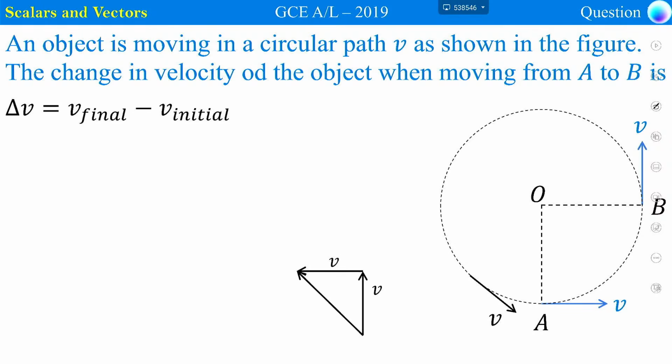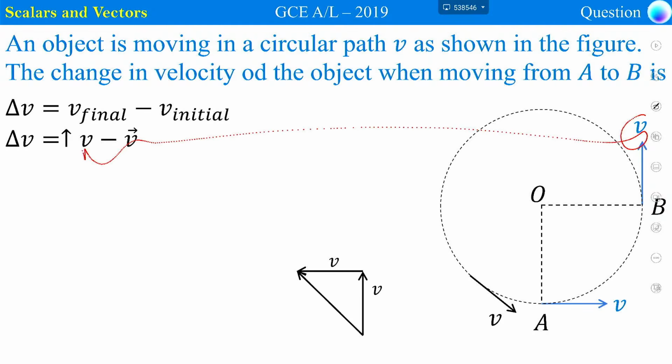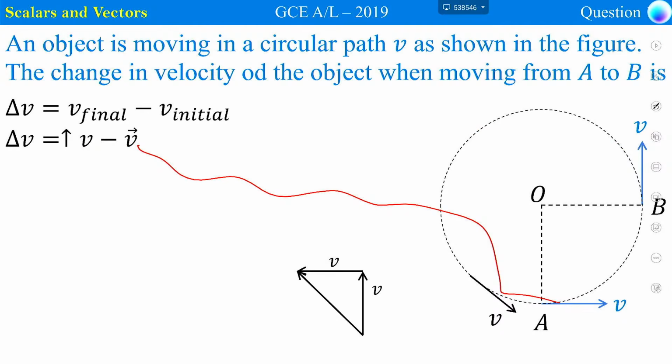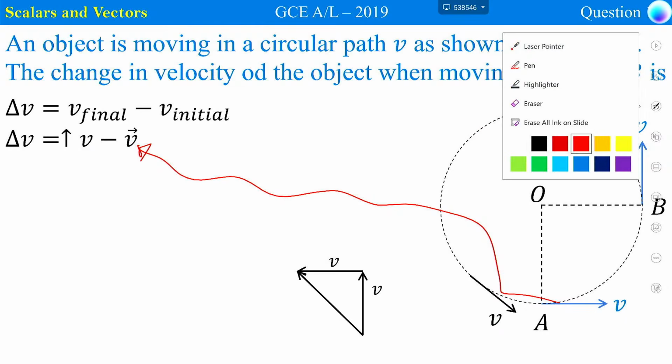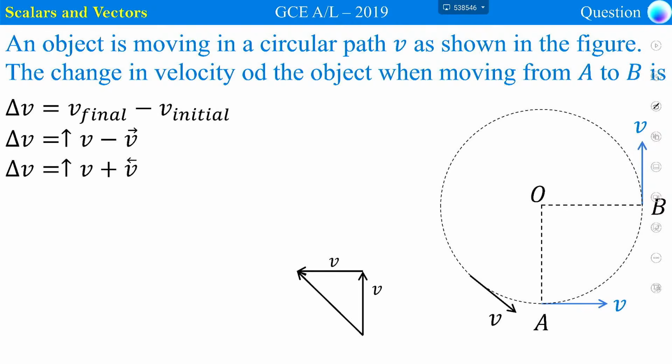So the initial velocity is V initial. The final velocity is upward at B. This is the final velocity. So here it is final, and this is the initial, right? What I did was add them, because to convert the negative sign to the positive sign, I added this rightward one to the leftward one. I changed the direction and added.